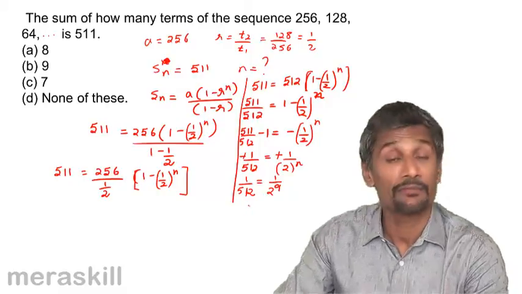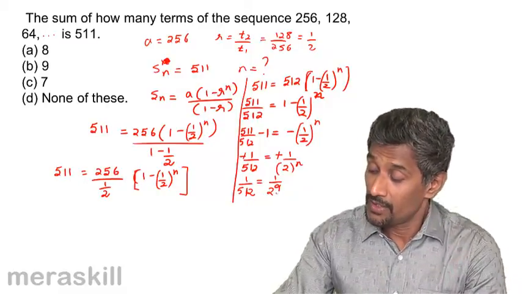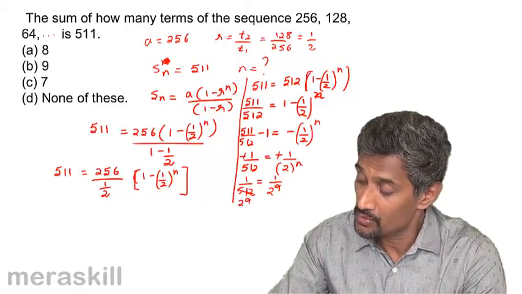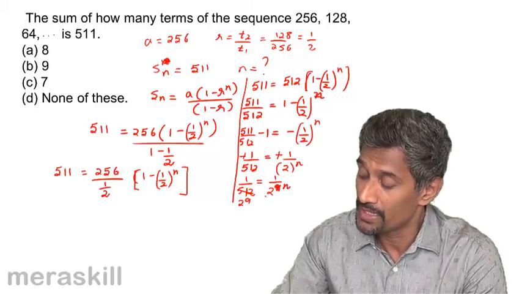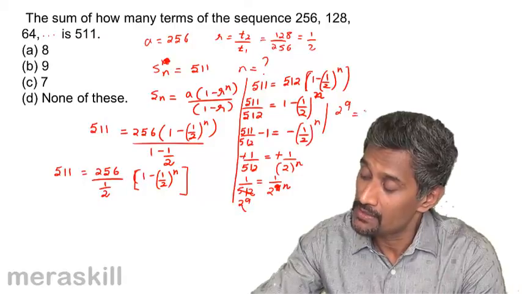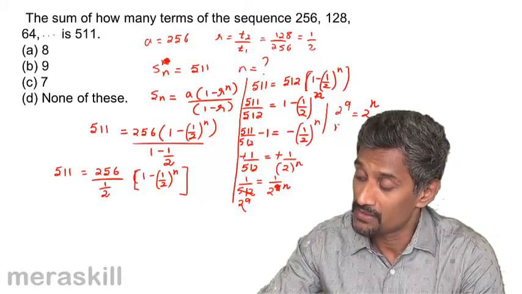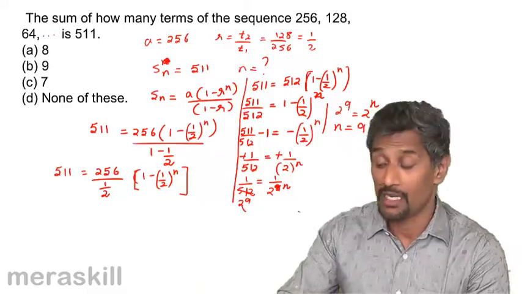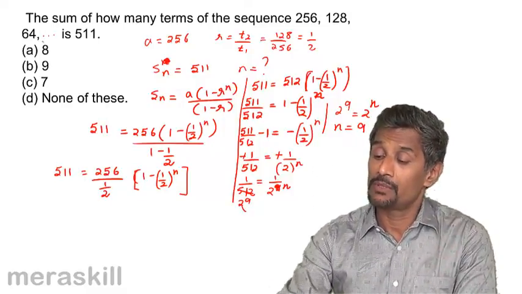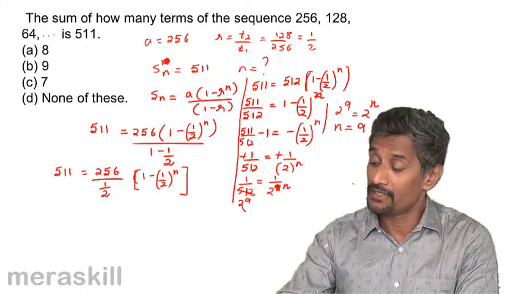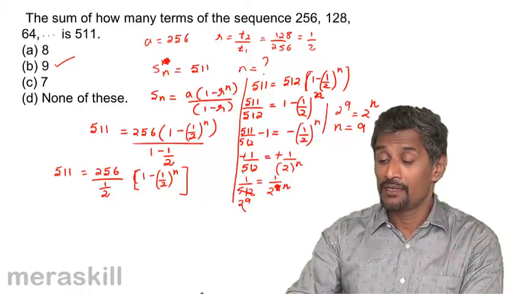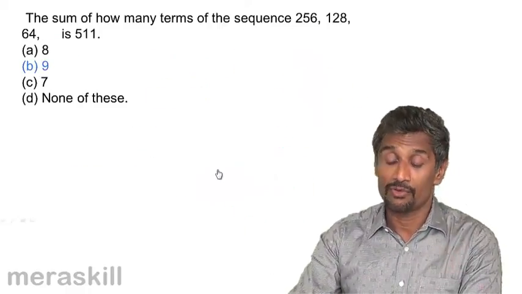2 raised to 9 is 512. So this we can write as 2 raised to 9, and this will remain 2 raised to n. So 2 raised to 9 is equal to 2 raised to n, which means n is equal to 9. So which means that 9 such numbers on adding will give 511. So we get this answer as 9. Right? We got it right.